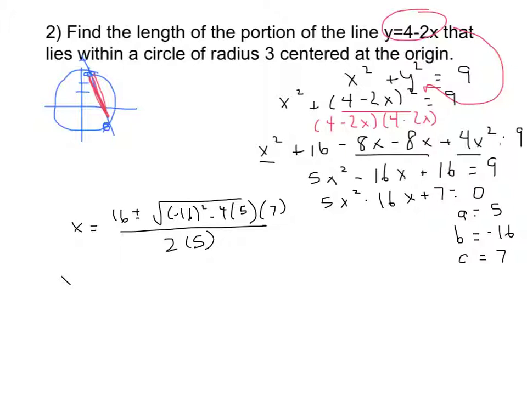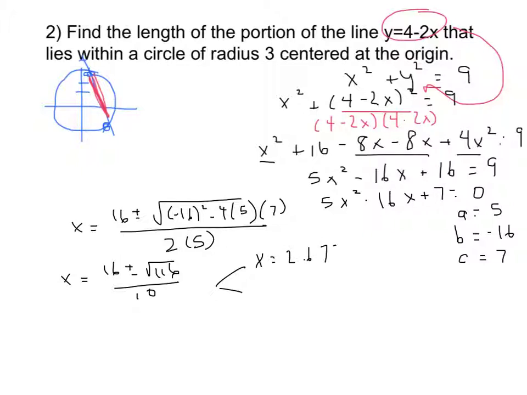All right, a little bit more simplifying here. I like to do what's inside the square root first. And when I do that, I come up with 116. And then I'm going to divide that by 10. And now that I've done this, I can go ahead and get two different answers. I get one answer by using the plus. 16 plus the square root of 116 divided by 10 gives me my first solution of x equals 2.677.